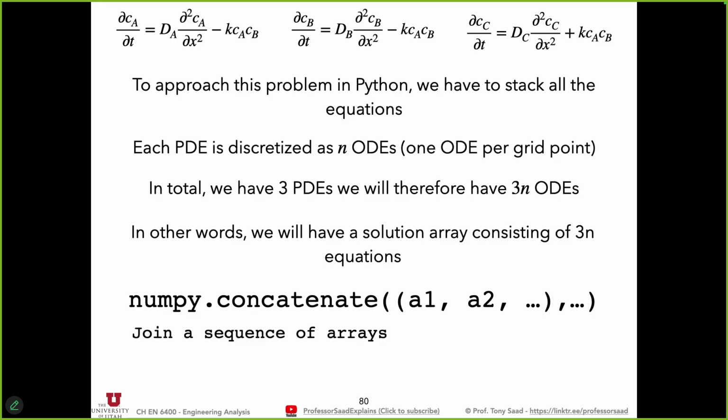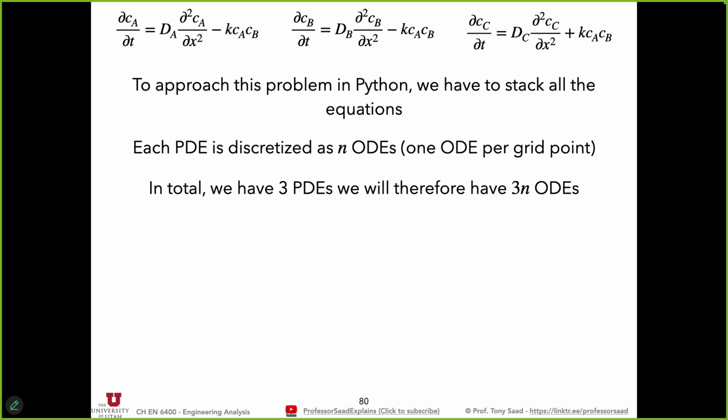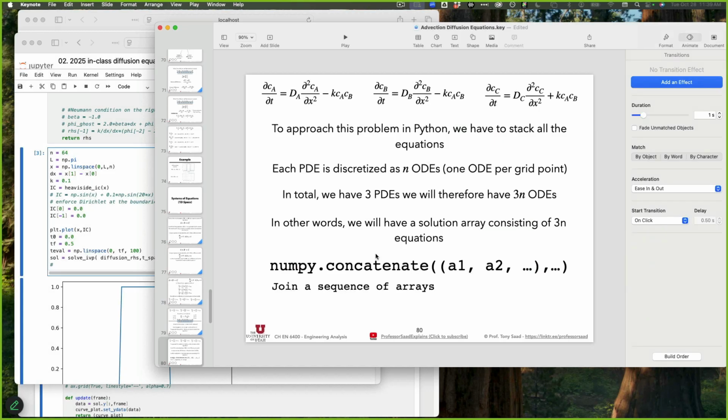Because solve IVP just needs one list of equations. It doesn't care if you're doing PDE A, PDE B, PDE C. It just deals with a system of ODEs, right? So we're going to concatenate all of these ODEs into one big array of size 3 times n, and then ship that off to Python.